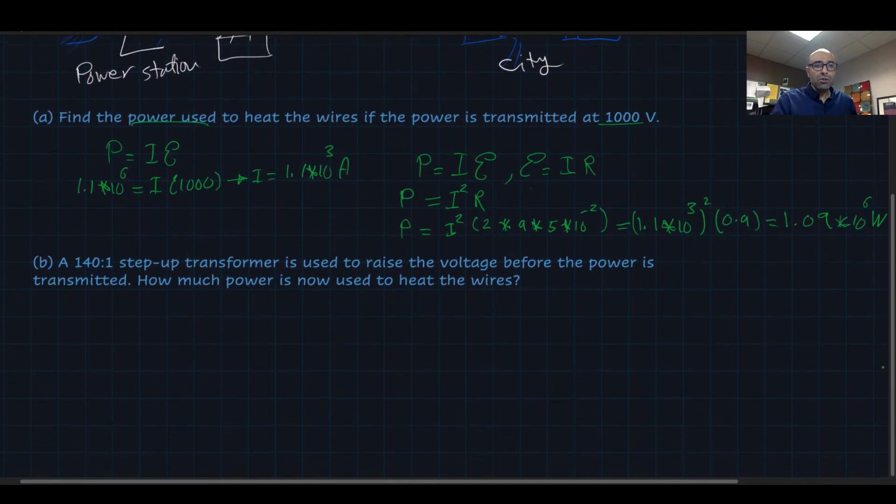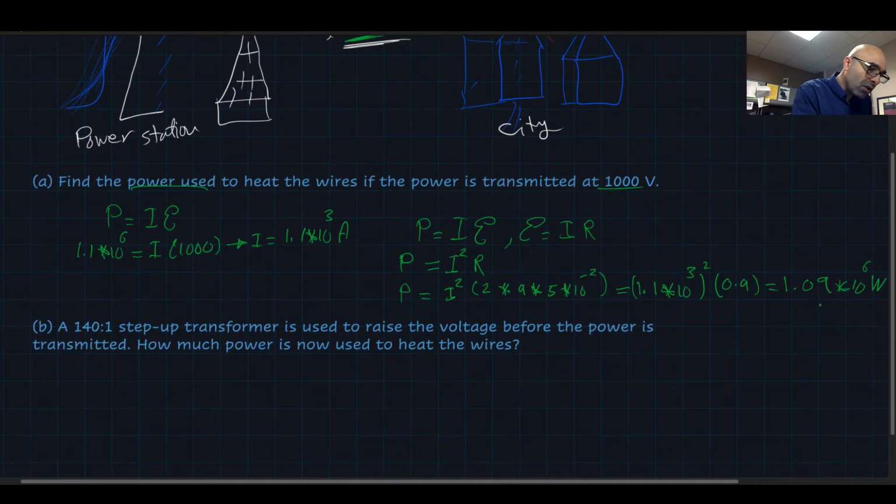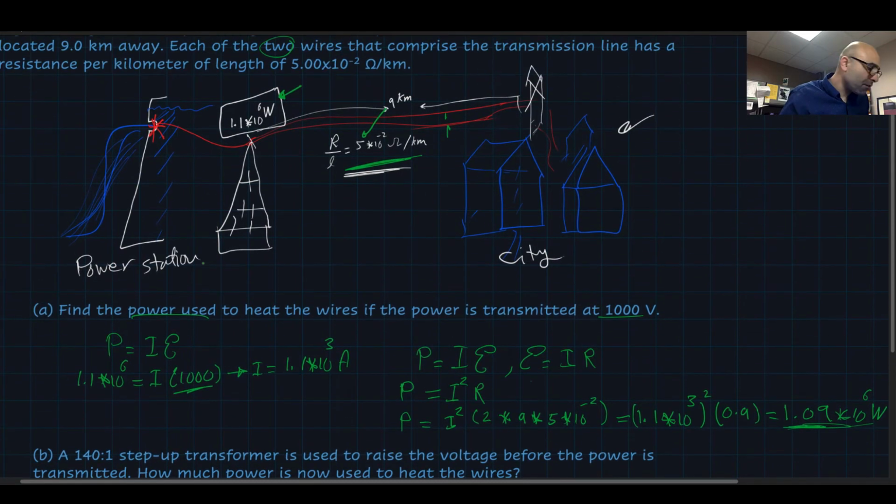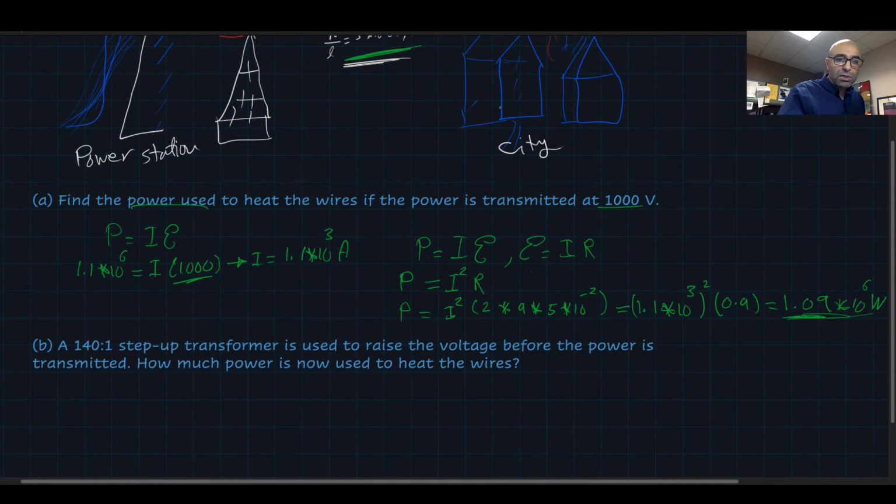For part number 2, as you can see, this is a lot of loss of power because the current is huge. You would not want to transfer a huge current for 9 kilometers. That would be a waste. So what you do is step up the voltage more, and that's what's happening here. You're stepping up the voltage by 140 times compared to this one.